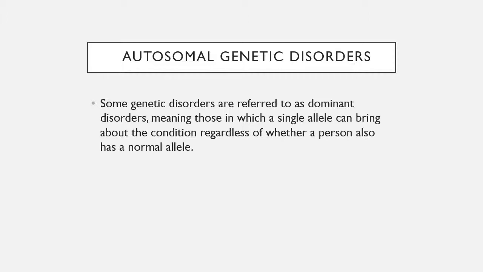Some genetic disorders are referred to as dominant disorders, meaning those in which a single allele can bring about the condition regardless of whether a person also has a normal allele. So in recessive, you have to have 2 copies of the allele for it to show up, unless it's on the X and Y chromosome like we discussed. But in autosomal genetic disorders, if you have a dominant disorder or disease, you just need 1 copy of that allele for that disease to show up.